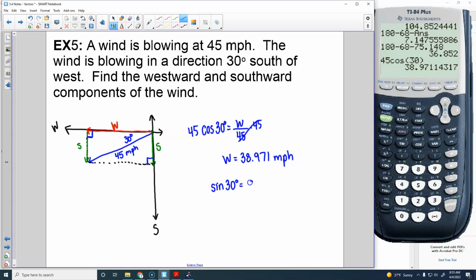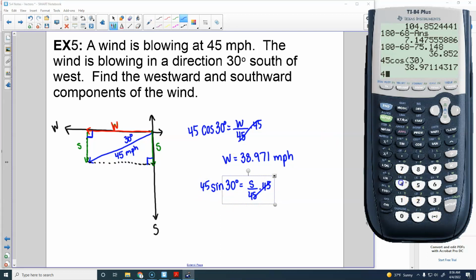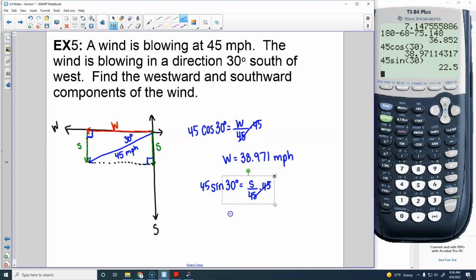Sine 30 equals south over 45. We'll just have to multiply both sides by 45 to solve that. So 45 sine 30 is going to give us 22.5, which I should have known without the calculator. So you would have a southward component of 22.5 and a westward component of 38.971.